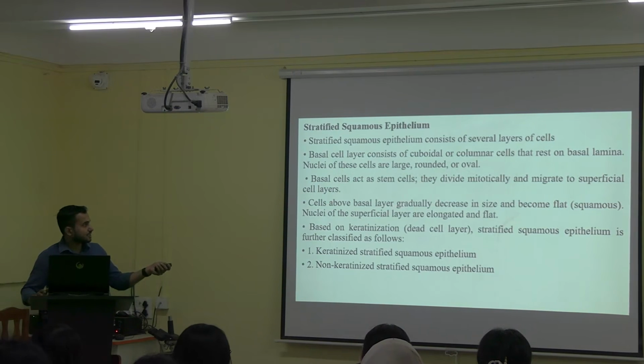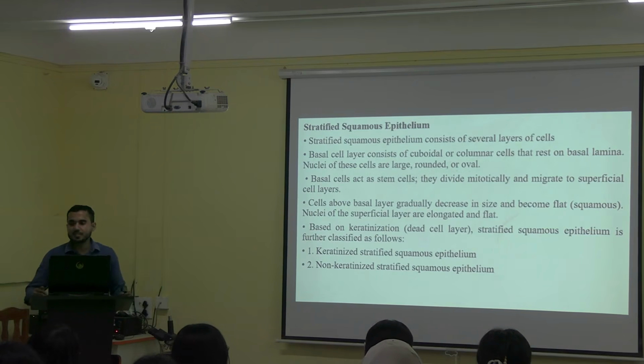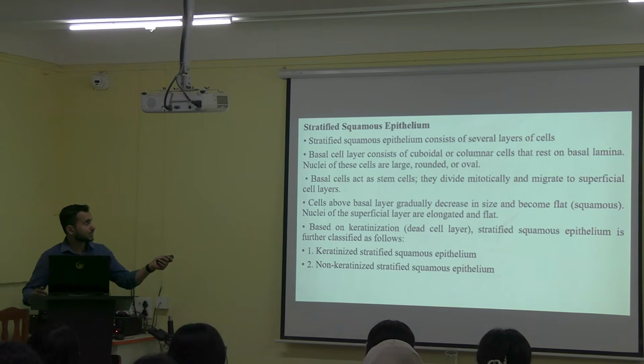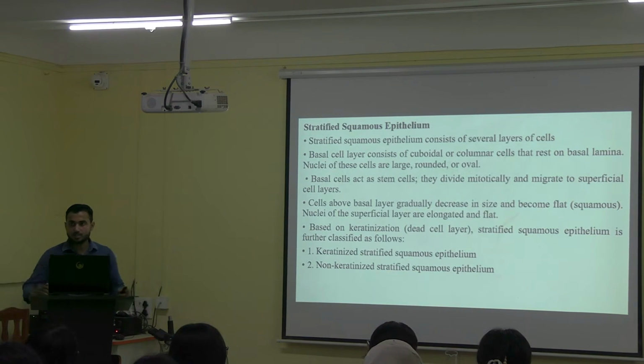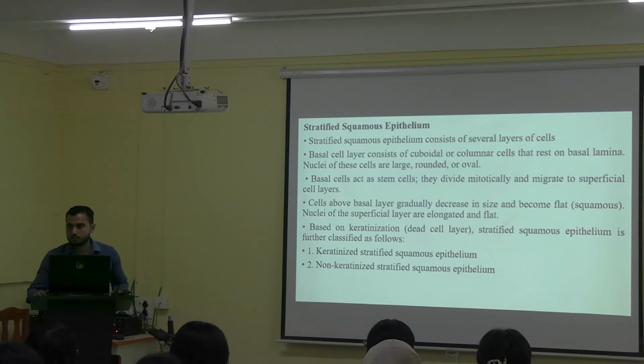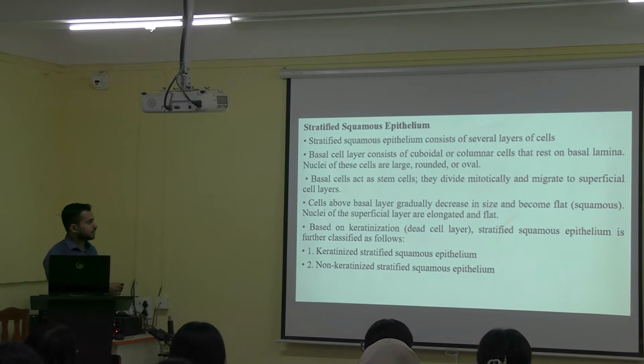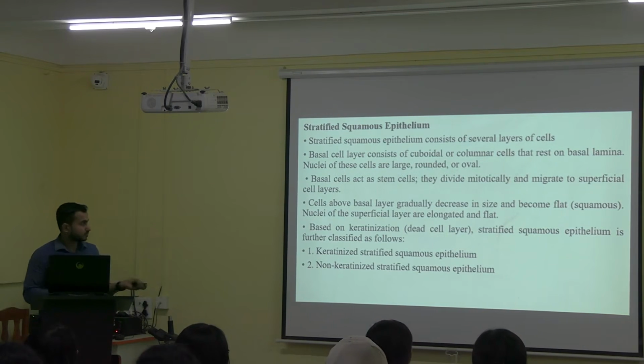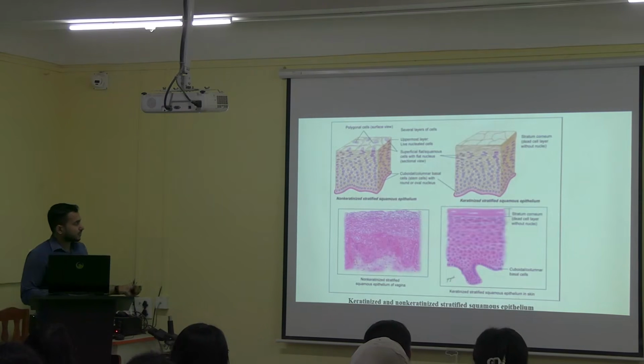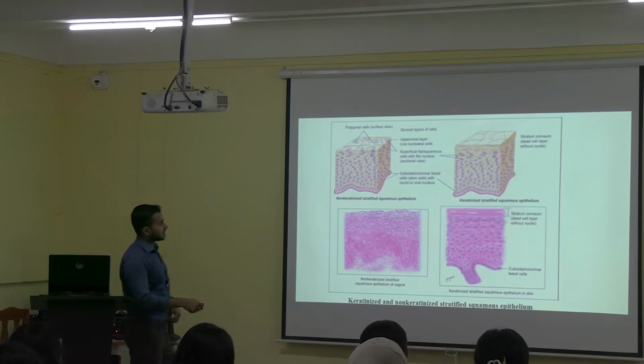Next, the cells above the basal layer gradually decrease in size and become flat. So the cells at the base are mainly cuboidal or columnar in nature, and as you go above to the surface the cells become flattened. That is how the arrangement is done. Okay. Now based on keratinization, it is of two types, keratinized and non-keratinized epithelium.